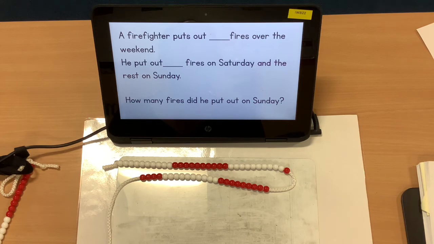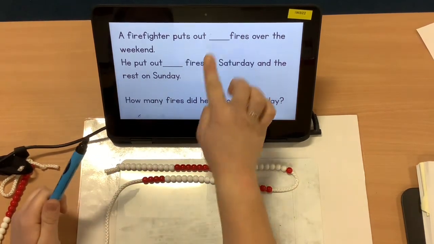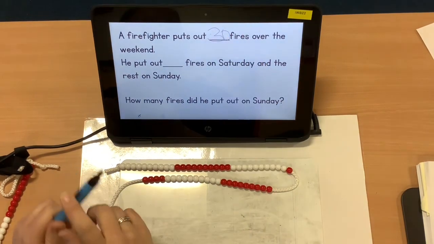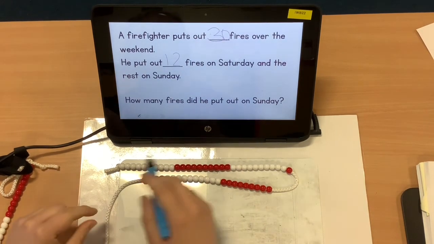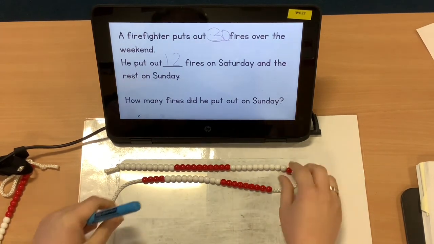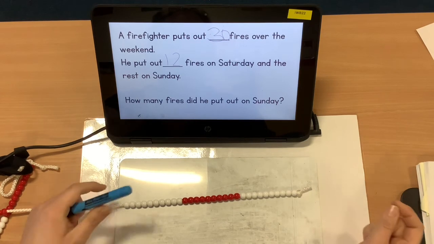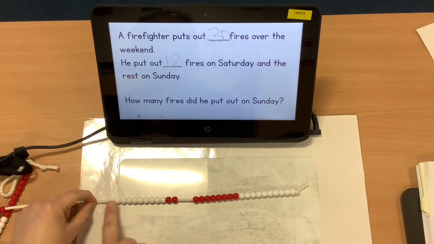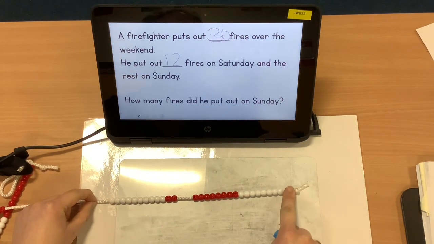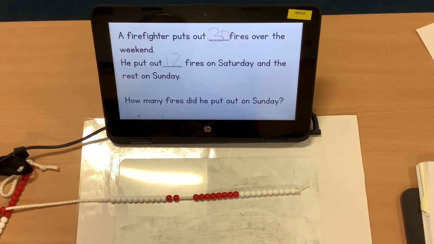So for example, I might choose to have 30 fires over the weekend and 12 of them being on Saturday. I would then need to get myself 30 pieces of bead string to represent my 30 fires over the weekend. I would then know that I removed 12 fires, which represents the Saturday, and that must mean the amount left over is Sunday, because Saturday and Sunday go together to form the weekend.